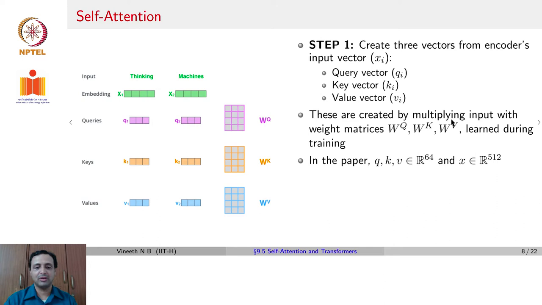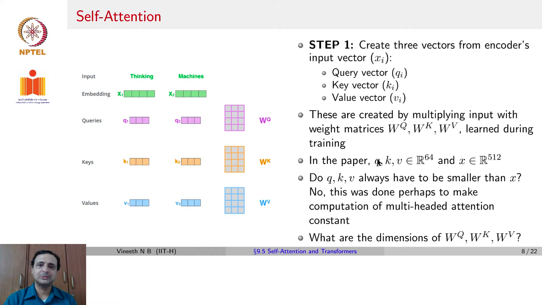One question here, does Q, K, V always have to be smaller than X? In this case, you see that X is 512-dimensional. Q, K, and V are 64-dimensional. Does this always have to be the case for transformers to work? The answer is no. This was perhaps done in this work to make computation of multi-headed attention constant. We'll see this very soon. What are the dimensions of WQ, WK, WV? You should be able to get that from X and QKV. You would have 512 cross 64. Those are the weights that are learned while you train the transformer end to end.